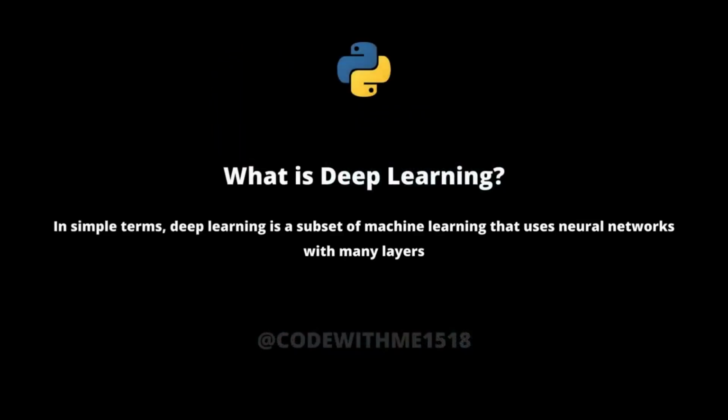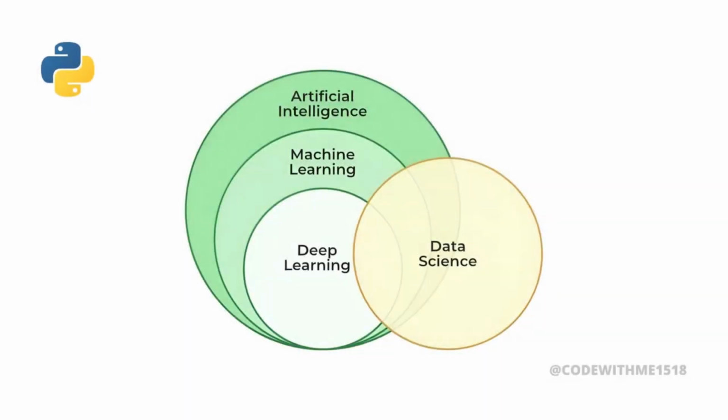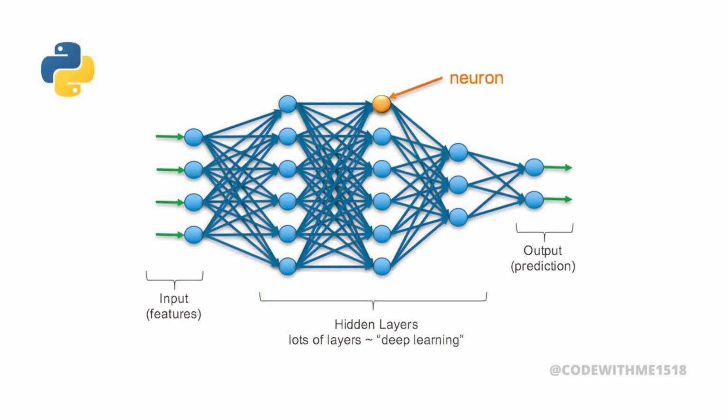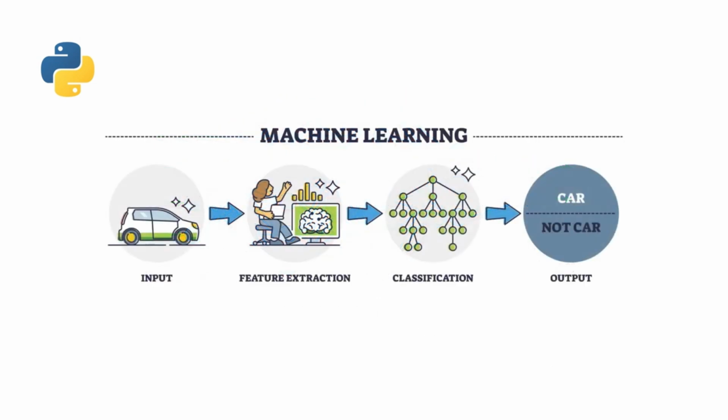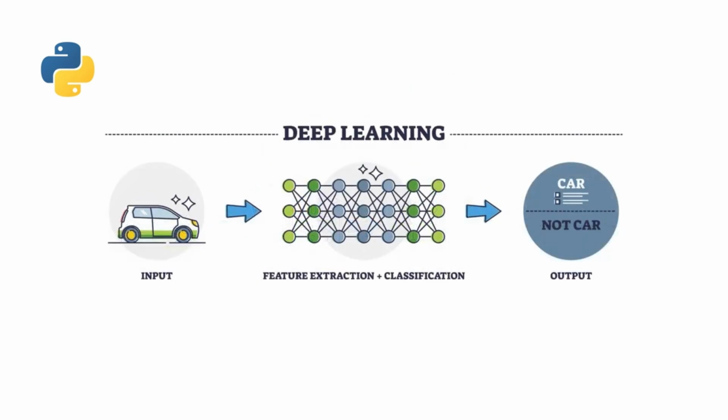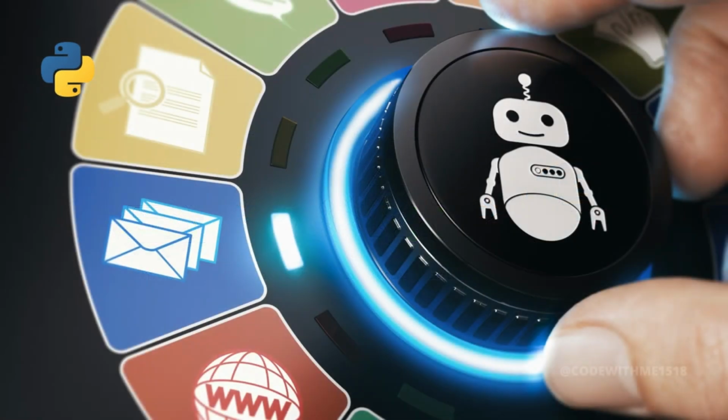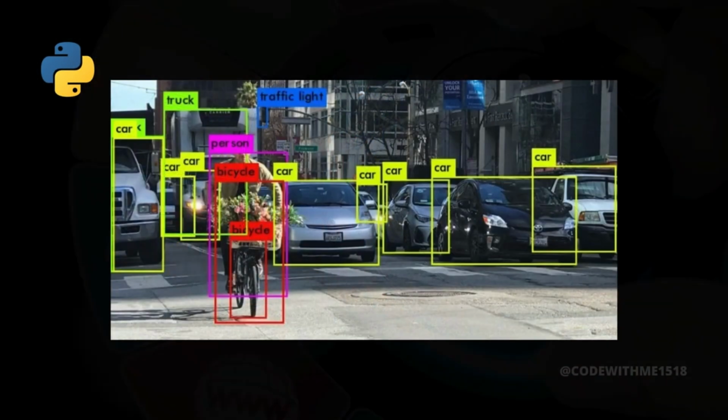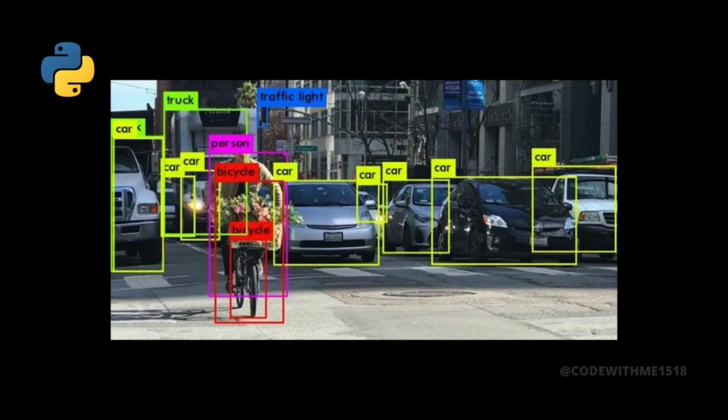What exactly is deep learning? In simple terms, deep learning is a subset of machine learning that uses neural networks with many layers, hence the term deep, to model and solve complex problems. Traditional machine learning models rely on manual feature extraction and selection. Deep learning, on the other hand, automatically discovers representations from data, making it incredibly powerful for tasks like image recognition, natural language processing, and more.